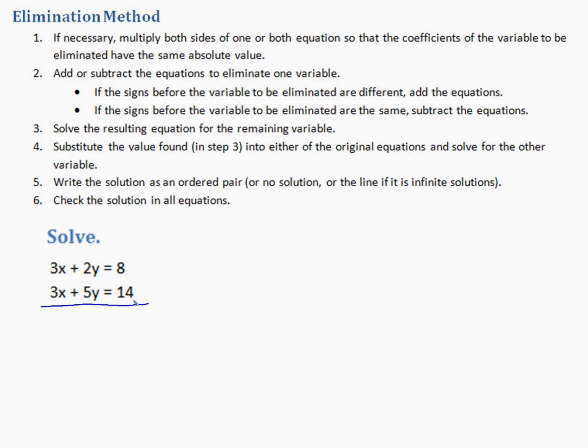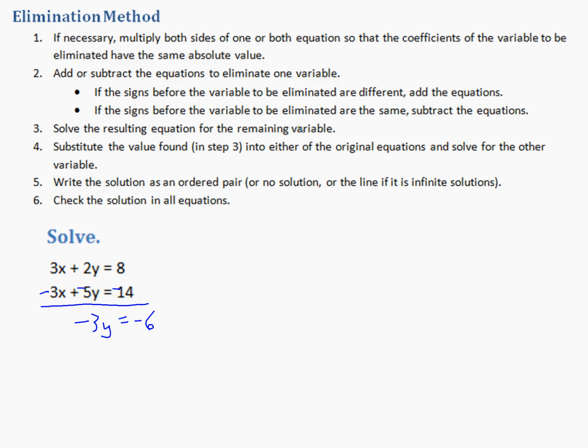Some people will do this different ways. I'm okay with just subtracting. You also can think you're multiplying this bottom one by negative 1, which changes all the signs. And so now if you do that, you can just add. So 3x plus negative 3x is 0. 2y plus negative 5y is negative 3y. And 8 plus negative 14 is negative 6. So we added, or we can subtract, whichever way you're thinking of it.